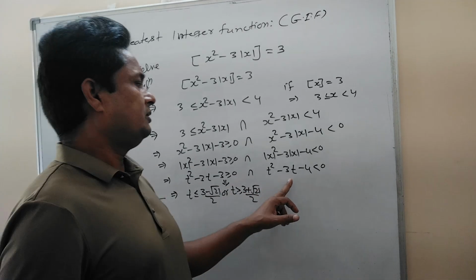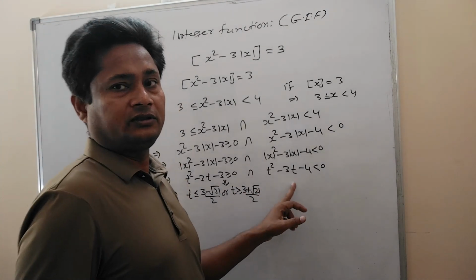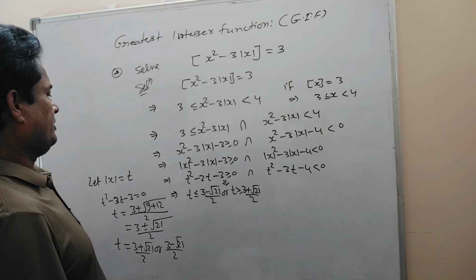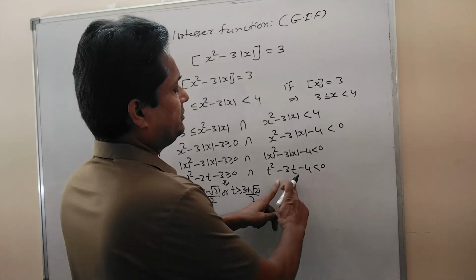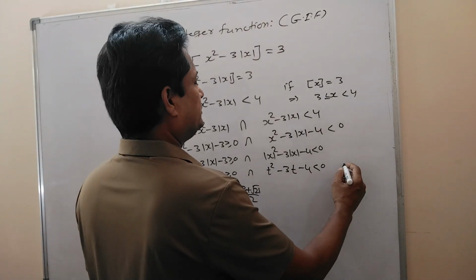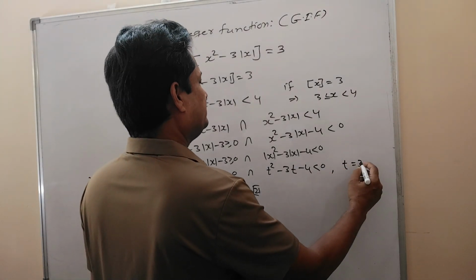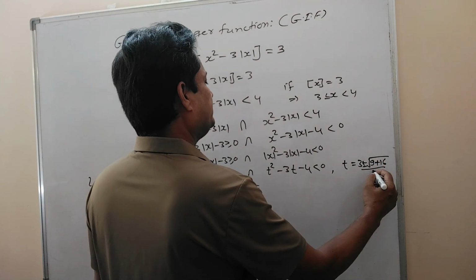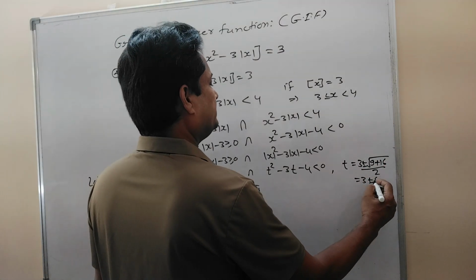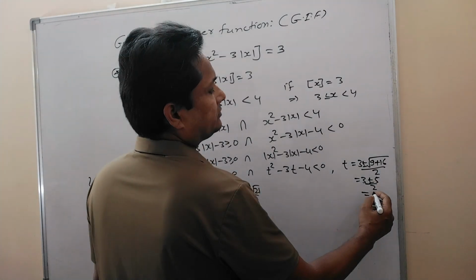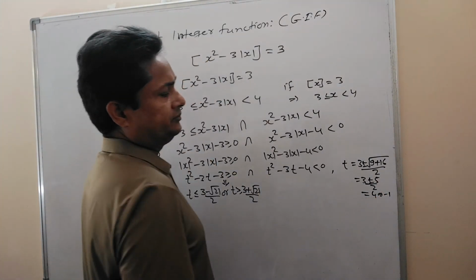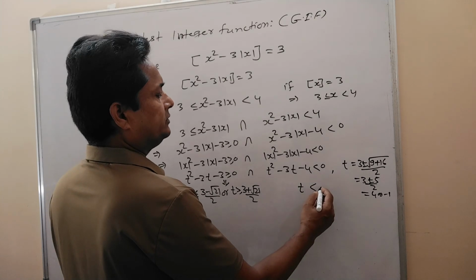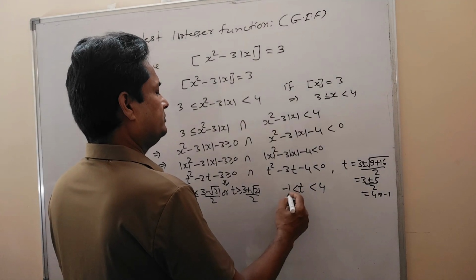Now solve this one. How will you solve this equation? Find out the roots. The roots will be t is equal to 3 plus minus under root b square minus 4ac divided by 2. So this will be 3 plus minus 5 by 2, that means 4 or minus 1. So the solution of this one will be minus 1 to 4.